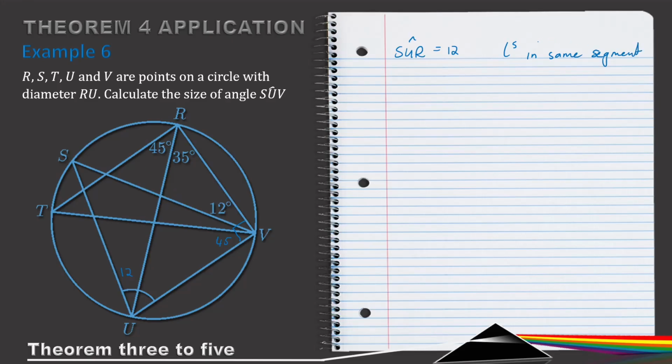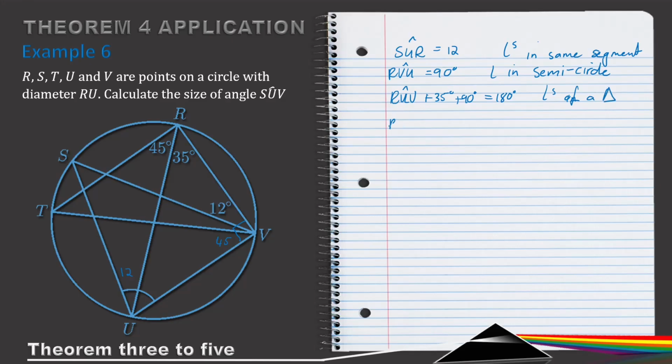Okay, and then we saw that because this is the diameter, it subtends a 90-degree angle over here. So we can say that RVU is equal to 90 degrees because it's angle in semicircle. Okay, and finally we can say that RUV plus the 35 plus the 90 is equal to 180, and that's angles of a triangle.